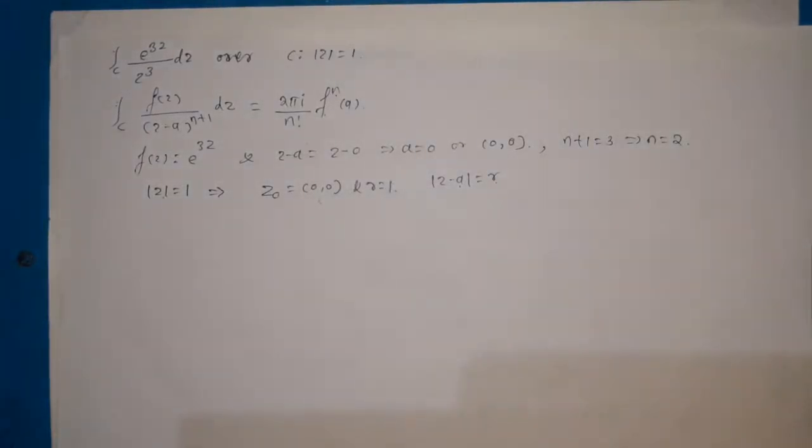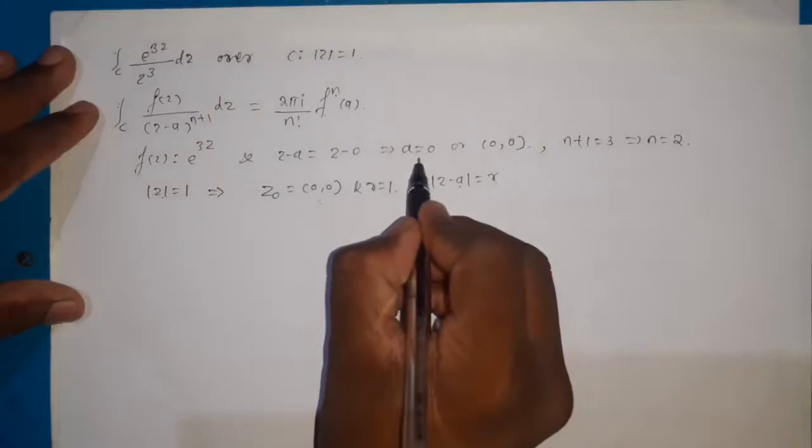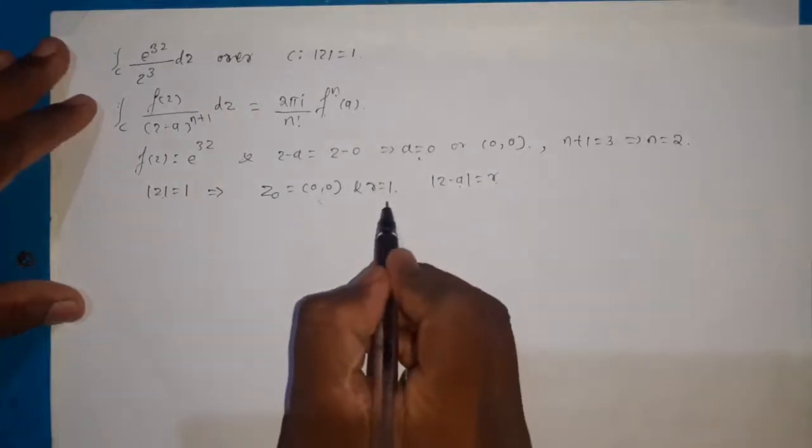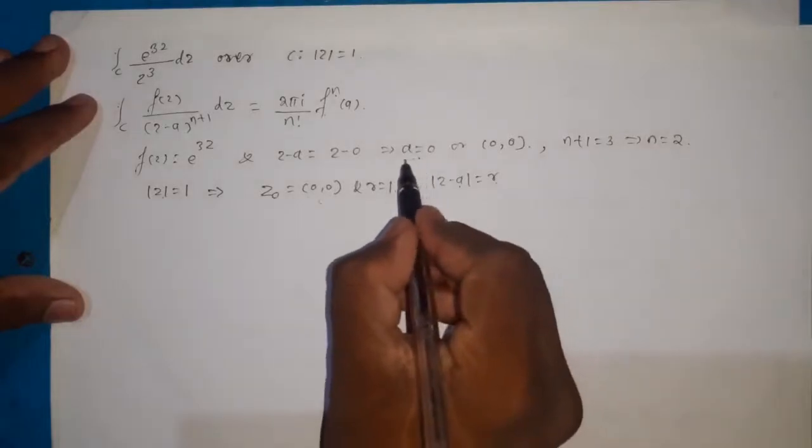And now we need to check whether the given point lies inside the circle or outside the circle. If the point lies outside the circle, then the value of integral is directly equal to 0. If it is inside, then only we have to evaluate the value of the integral. So here the given point is 0 and the radius of the circle is 1. Whenever the center of the circle is 0 comma 0, then we can directly go for the point a.